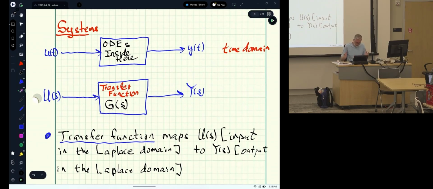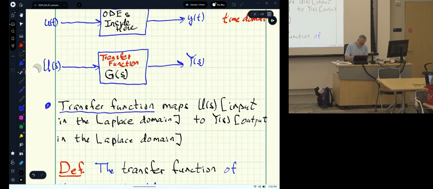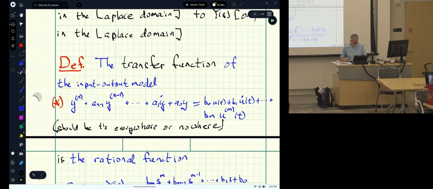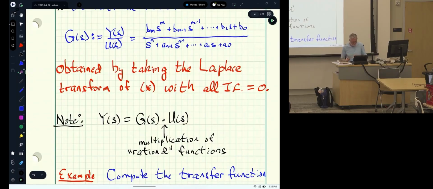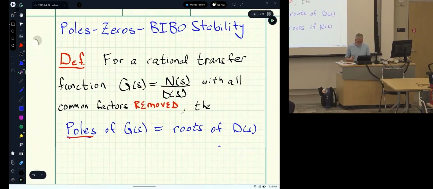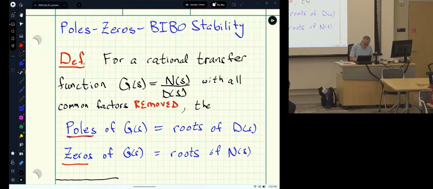And when the system is described by a linear ODE, you can replace the ODE by a transfer function and understand how the Laplace transform of the input gets transformed into the Laplace transform of the output. And that's the transfer function. Transfers information. Okay? Transfer functions are rational.